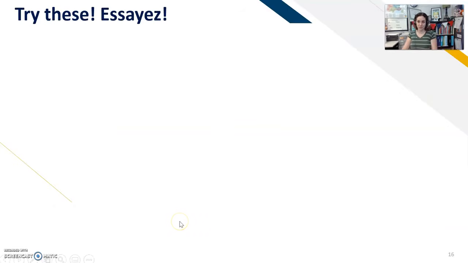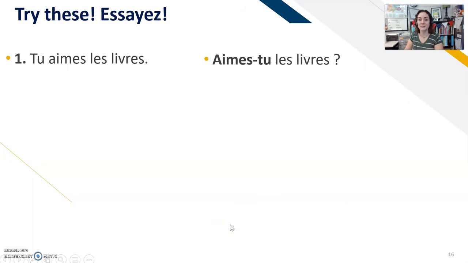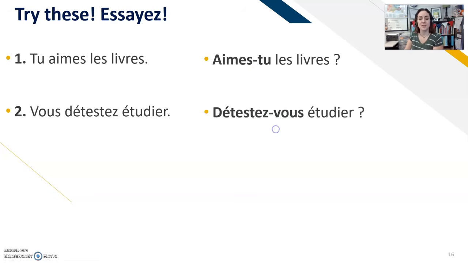So try these out. Let's look at some examples. Feel free to pause this video and think about it if you need a second. Otherwise, just follow along with me. Tu aimes les livres? You like books? How would you make this a question? Aimes-tu les livres? You need the little hyphen in between to connect these thoughts and so that people know you're using inversion on purpose. Vous détestez étudier. You hate to study. Détestez-vous étudier? Do you hate to study?